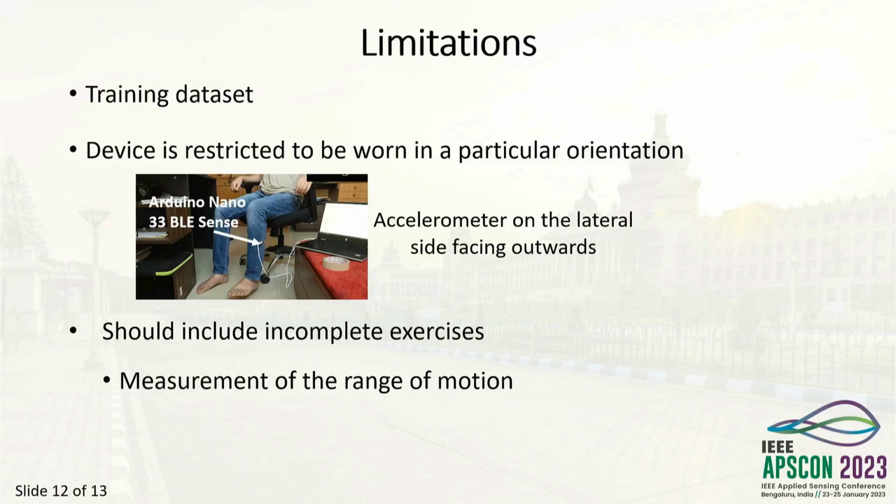Right now, the data set is from a healthy person; collecting data from patients who actually require rehabilitation will be better. And right now, the device can be worn anywhere on a lower limb, but it has been trained to be worn on the lateral side, facing outwards, because it's an accelerometer and it senses the directions. If it's worn in any other orientation, it will not give proper results.